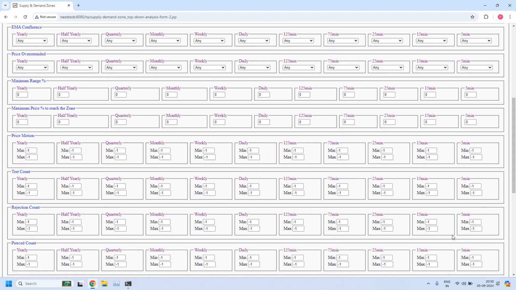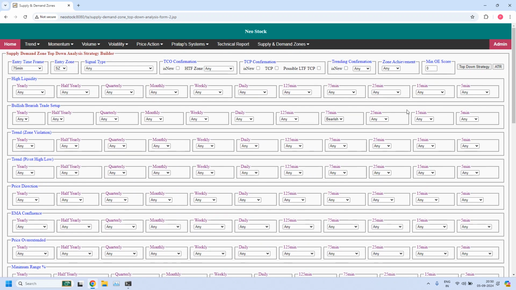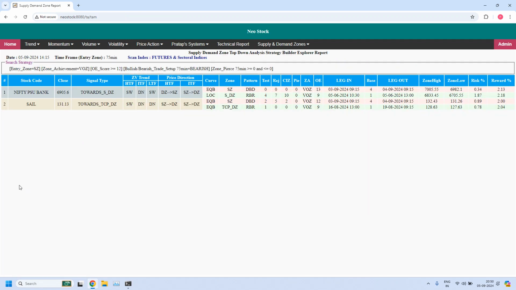So in the pierced count at 75 minutes time frame, minimum value I am selecting 0, maximum value I am selecting 0. Zone achievement is violated opposing zone, minimum odd and enhanced score is 12. All the 3 filters are applied to 75 minute supply zone. So 2 stocks are filtered. So these 2 stocks are currently supporting bearish trade setup for weekly income trade.